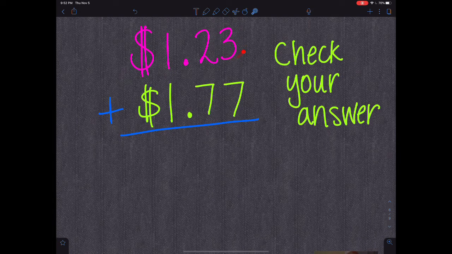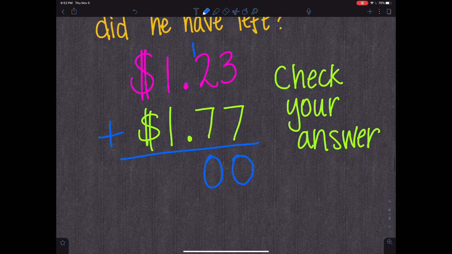Let's add 3 plus 7, and we get 10. I'm going to carry the 1. And now we're going to add 2 plus 7, which is 9, plus this extra 1. Don't forget to add the 1. And I'm going to get 10, and I'm going to put a 1 there for 10. And now I'm going to add 1 plus the 1 that I carried. And I end up with $3 for my answer. So I know that I did it correctly because I checked my answer and I got the original $3 back.